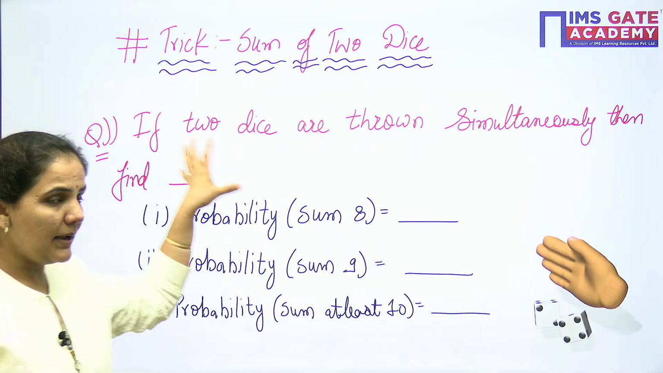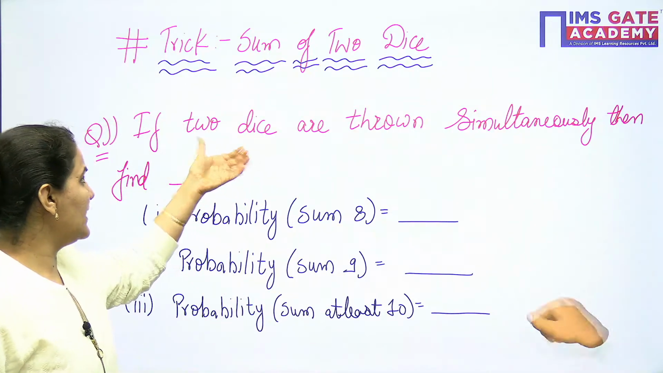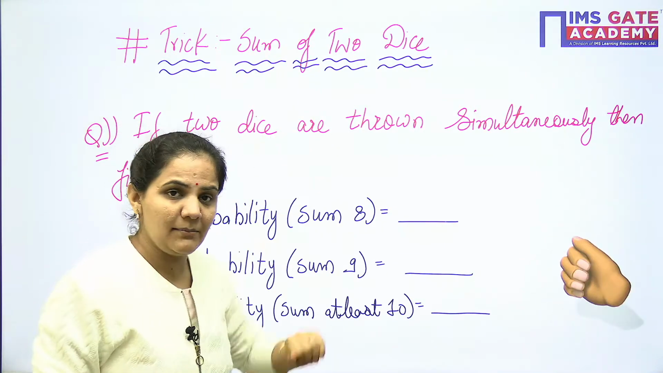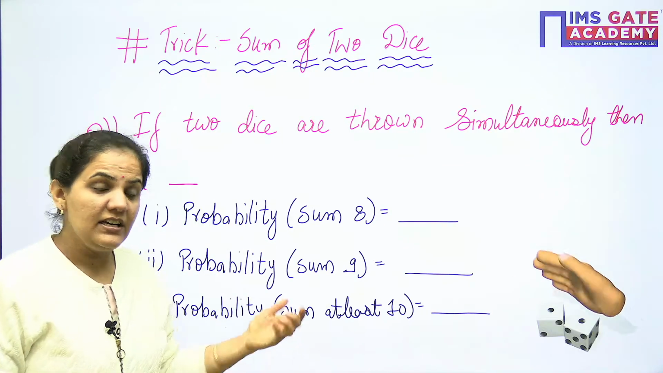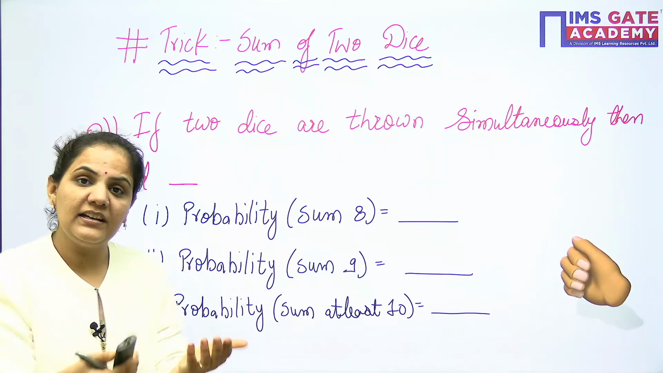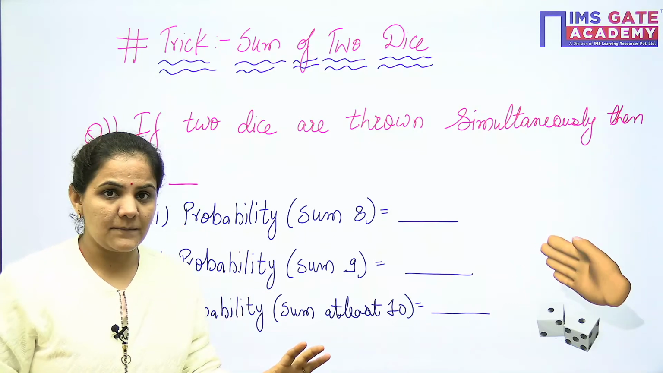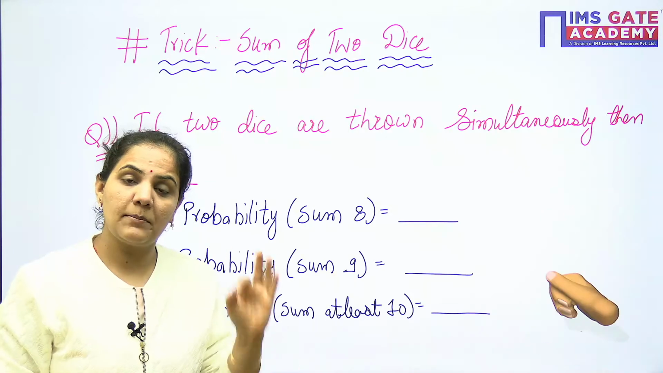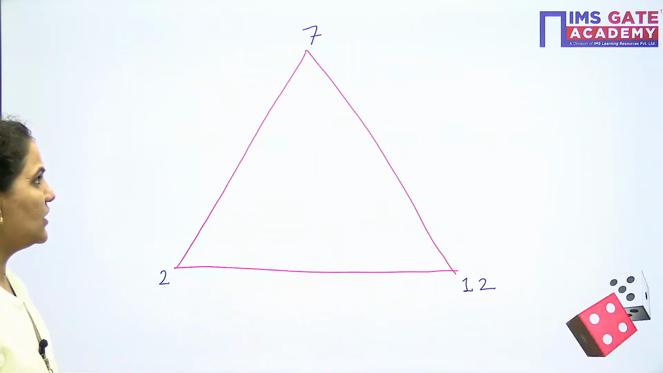In this trick, I am going to tell you how to find the direct probability. If we have two dice, suppose two dice are thrown simultaneously and I need to find the probability of getting a sum of 8, a sum of 9, a sum of at least 10, or a sum more than 8, or more than 9, whatever it is, the question can be anything. I am going to tell you a trick. With the help of that trick, you can definitely find the probability within seconds. So let's discuss the trick.